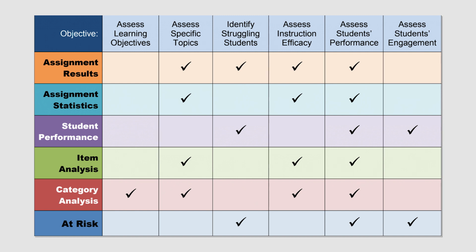This chart is organized by a list of course assessment objectives along the top row and 6 report types in the left column. The objectives include assess learning objectives, assess specific topics, identifying struggling students, assess instruction efficacy, assess student performance, and assess student engagement. Simply follow the column down to determine which reports should be viewed for the most thorough understanding of that assessment.